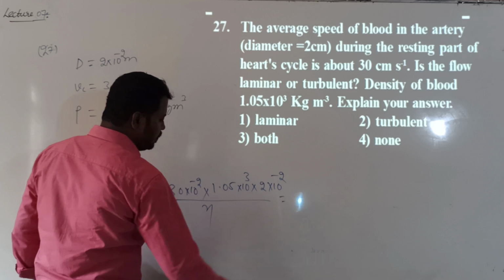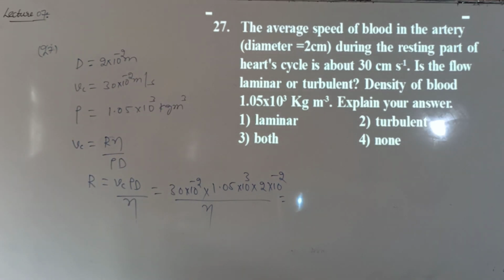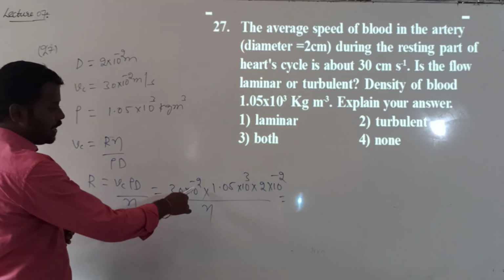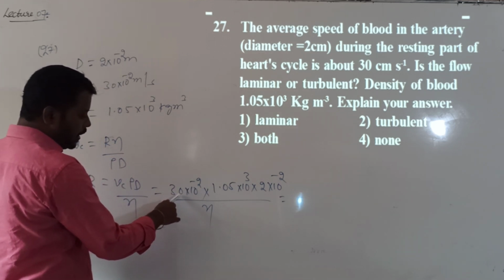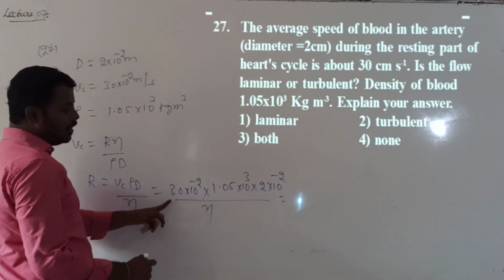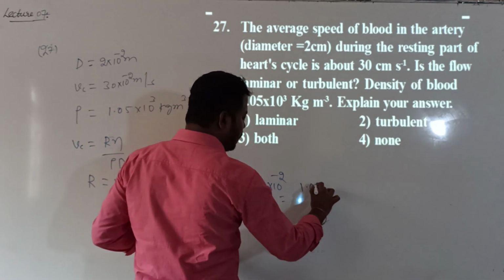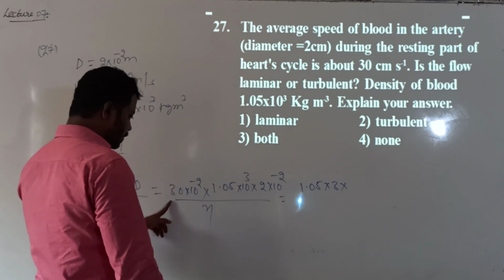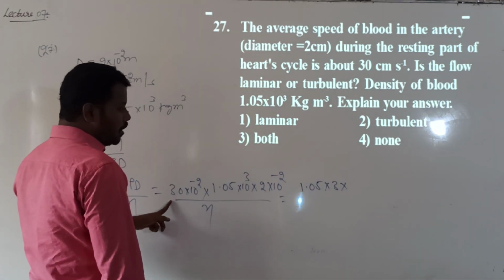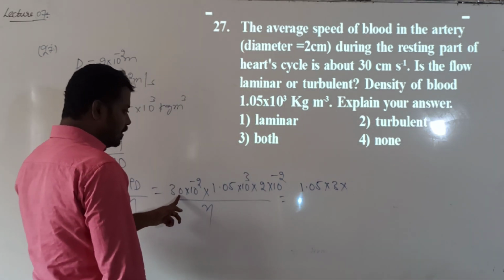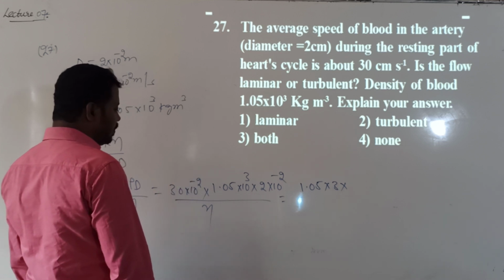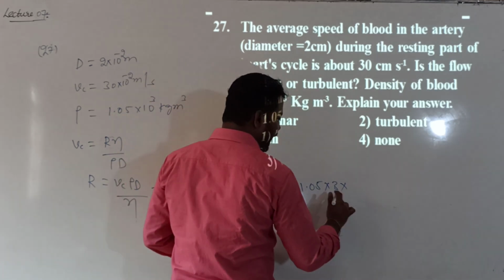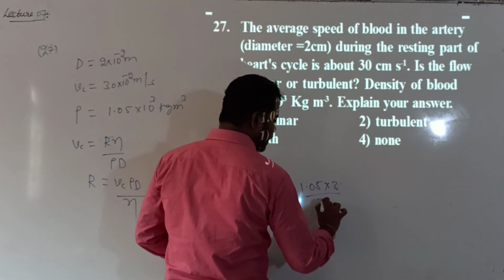Then see here now. In the numerator, 10 power minus 2 and 10 power minus 2 gives 10 power minus 4, and here I will get 30. Finally, I will get 1.05 into 3 into 10 power minus 1, minus 3 plus 3, which cancels. So I will get only this much before dividing by eta.